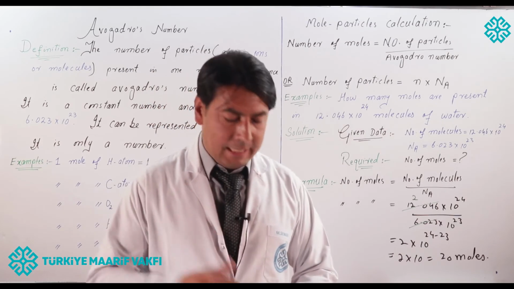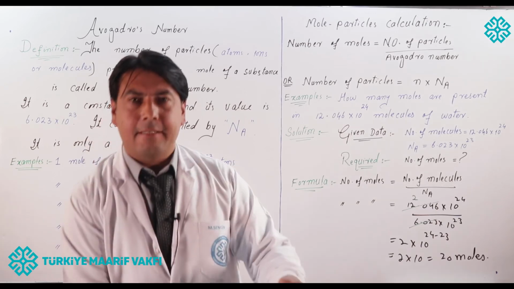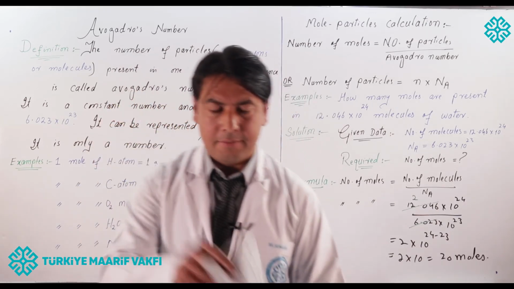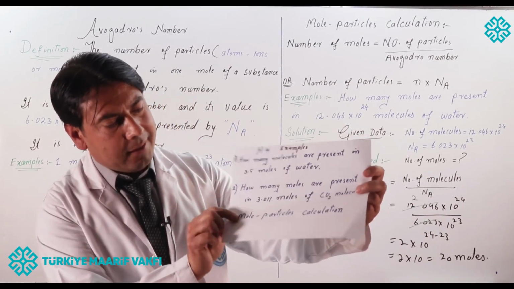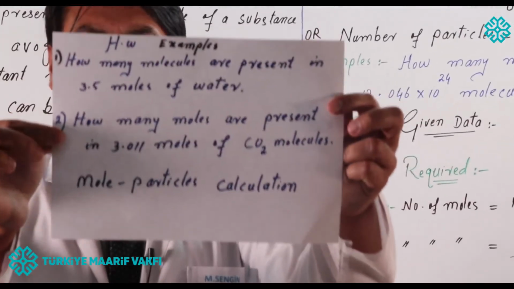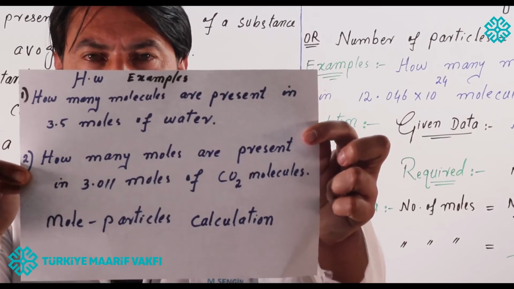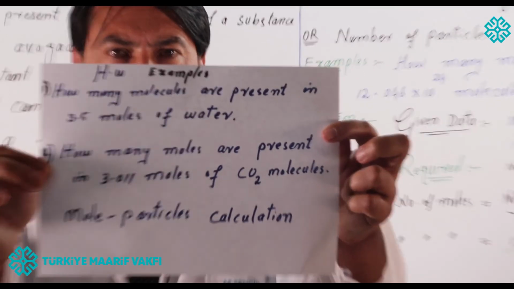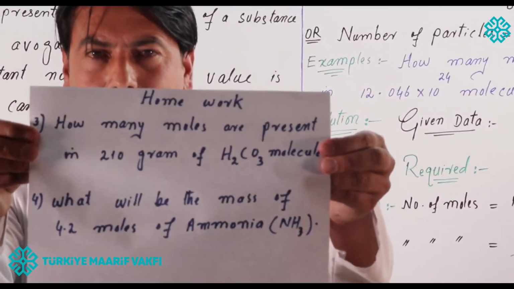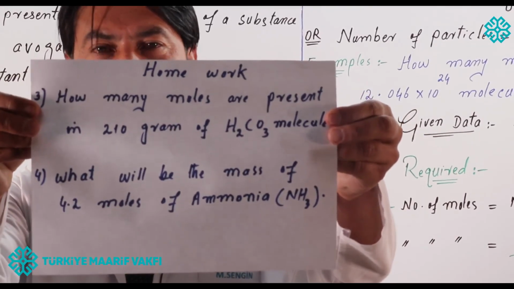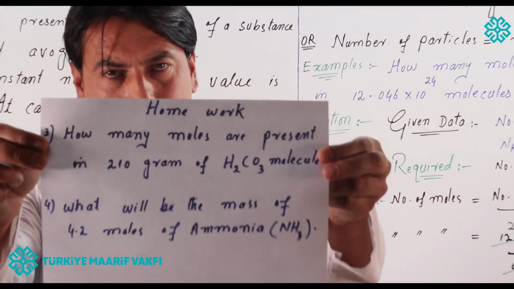Okay, now I am giving some homework to you. You have to solve these examples at home. These two examples are based upon the mole particle calculation, Avogadro number. Now, these are two other examples, based upon the mole mass calculation. You have to solve these examples.